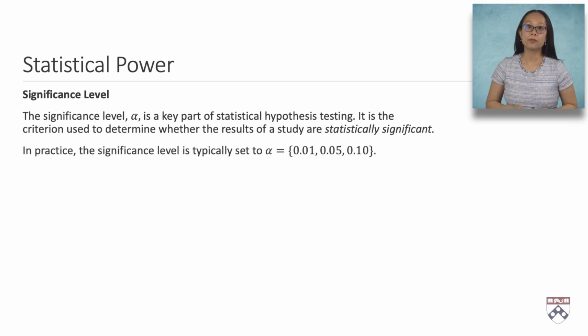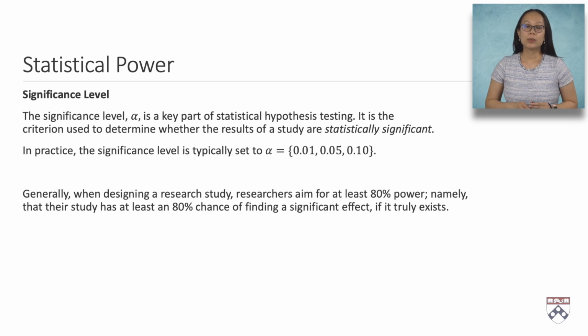In practice, alpha is usually set to very small values such as 0.01, 0.05, which is the most common, or 0.1. And generally, when we design a research study, researchers aim for at least 80% power, namely that their study has at least 80% chance of finding a significant effect if it truly exists.